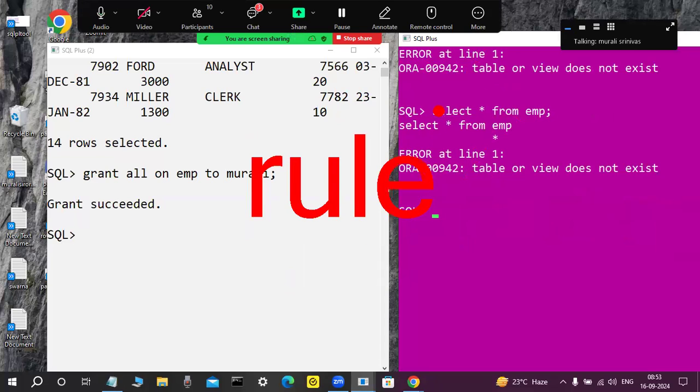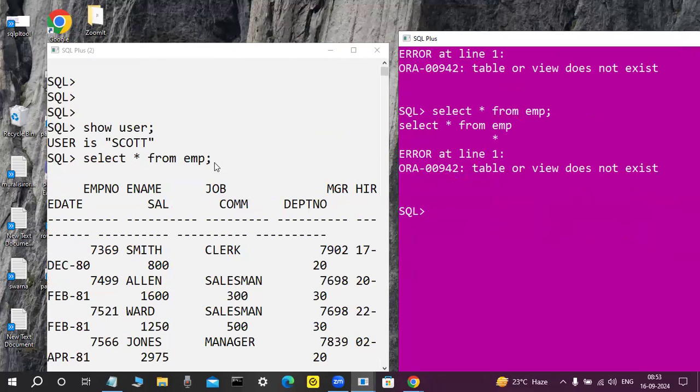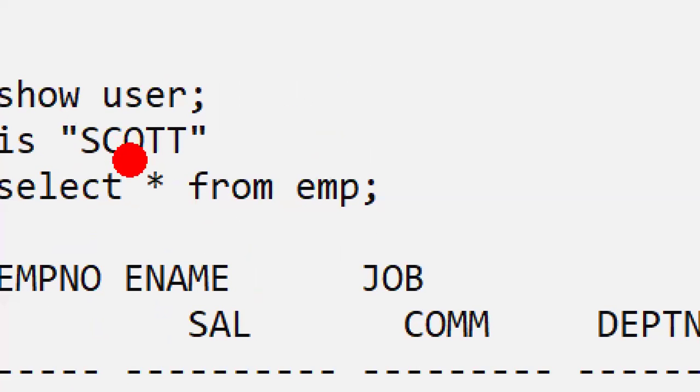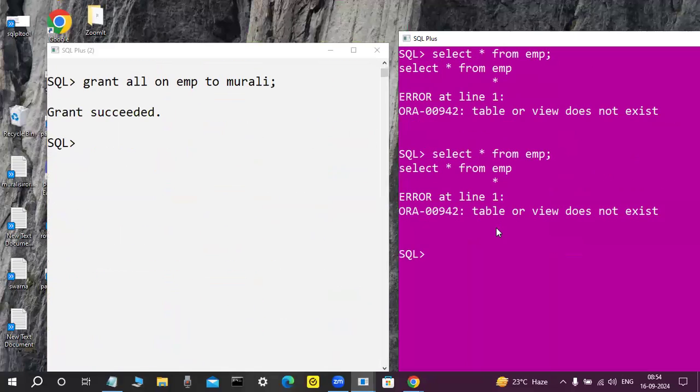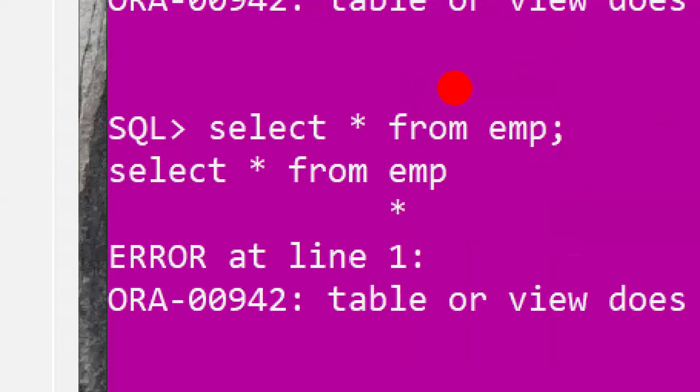What is that rule? Which user is giving the permission? Scott user is giving the permission. Username dot object name, that is what we write. That is a rule. Simple rule.